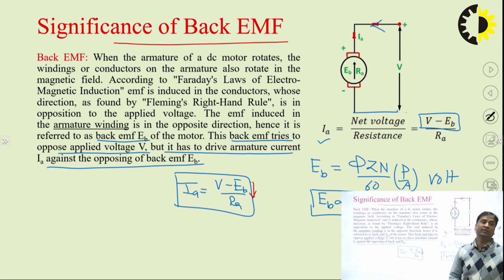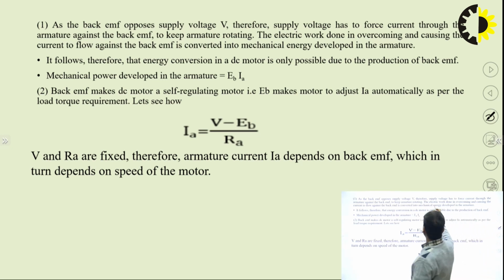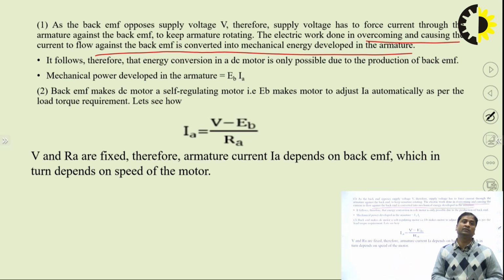Now, what is the basic significance of this back EMF? Let us understand this. First, the back EMF opposes the supply voltage so as to force current, because back EMF always opposes the supply voltage, and that's why it forces the current through the armature against the back EMF and keeps the armature rotating. The electric work done in overcoming and causing the current to flow against the back EMF is converted into mechanical energy.